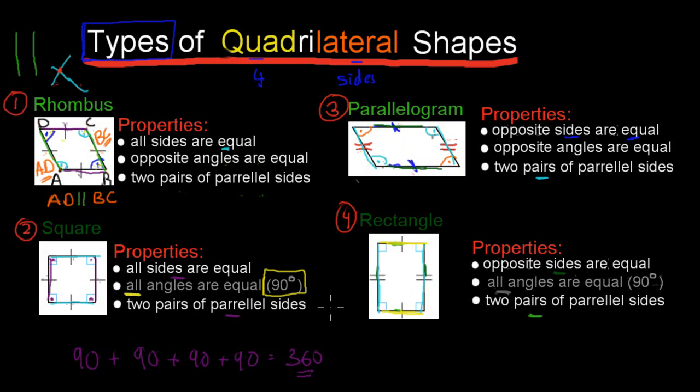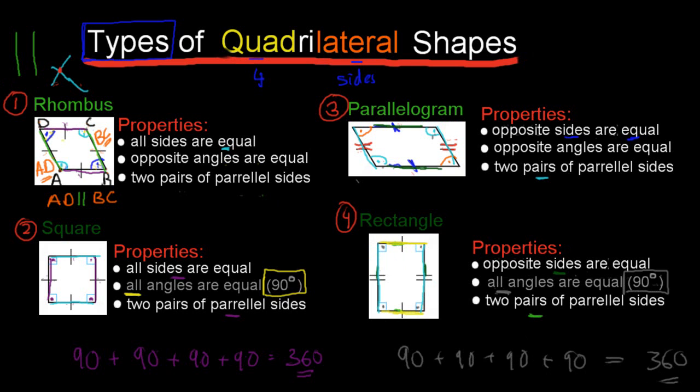And just like with a square, they're all going to be equal to 90 degrees. So each of these is a right angle, and for a rectangle, that's always going to be the case. So if we add them up, 90 plus 90 plus 90 plus 90, we would get 360, and that's what we have to get for quadrilateral shapes. So they're all going to be 90 for a rectangle.